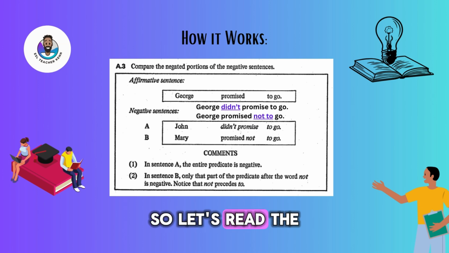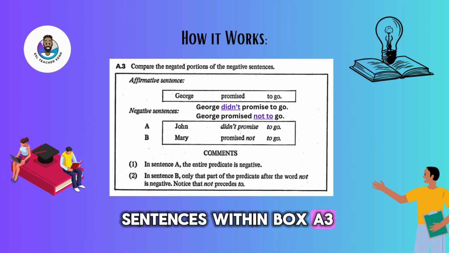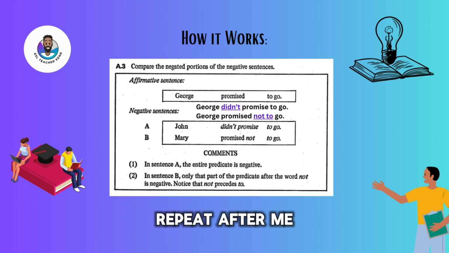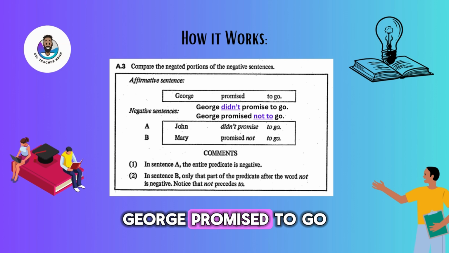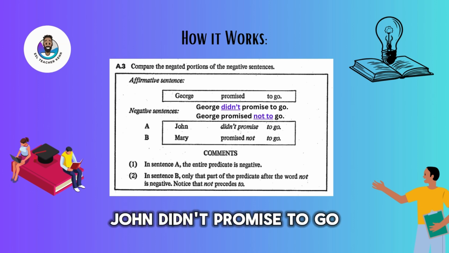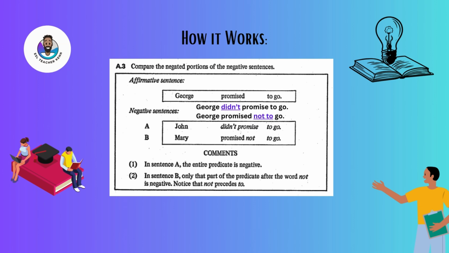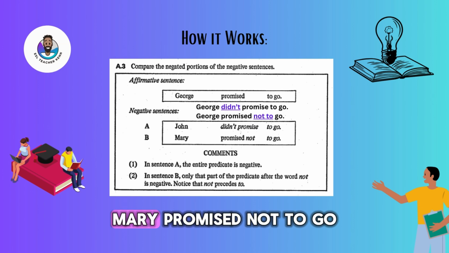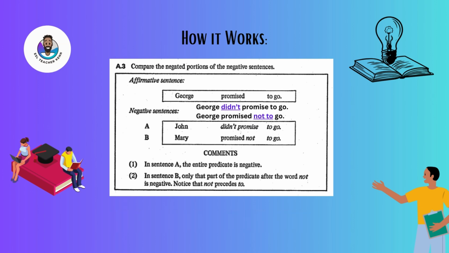So, let's read the sentences within box A3. Repeat after me. George promised to go. John didn't promise to go. Mary promised not to go. Very well.